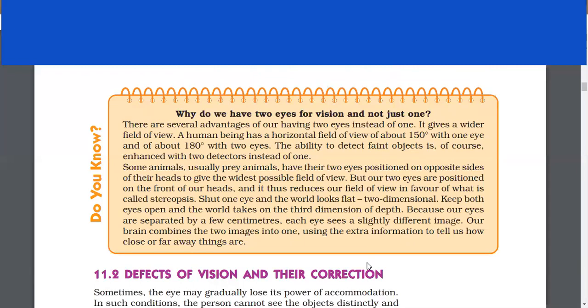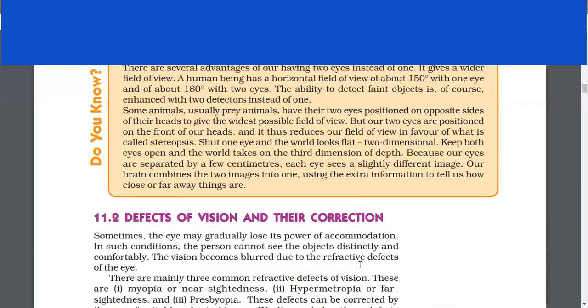Shut one eye and the book looks flat, two-dimensional. Keep both eyes open and the world takes on the third dimension of depth. Because our eyes are separated by a few centimeters, each eye sees a slightly different image. Our brain combines the two images into one, using the extra information to tell us how close or far away things are.